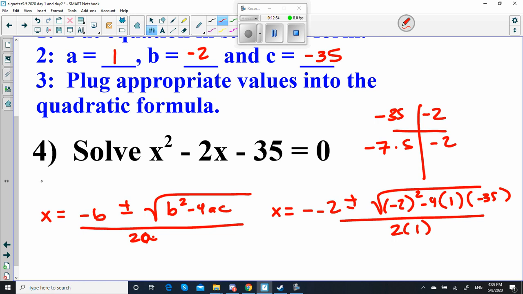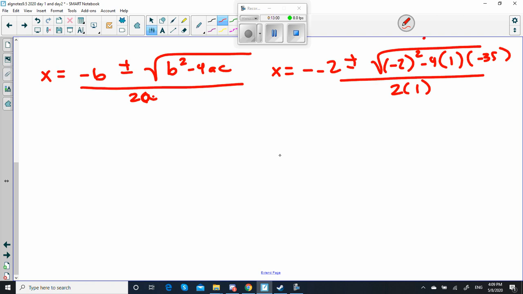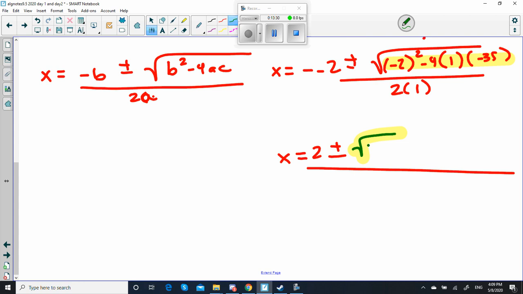My next step is to simplify this baby. X equals, well, 2 negatives make a positive, so 2 plus or minus. Then I'm going to stick this whole thing, the discriminant, underneath the radical sign. So here I go: parenthesis negative 2 parenthesis squared, minus 4 times 1 times negative 35. That gives me 144, which makes me kind of happy because that's a perfect square. And then over 2 times 1 is 2.